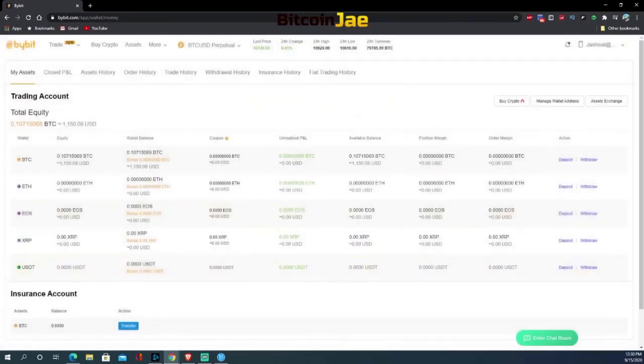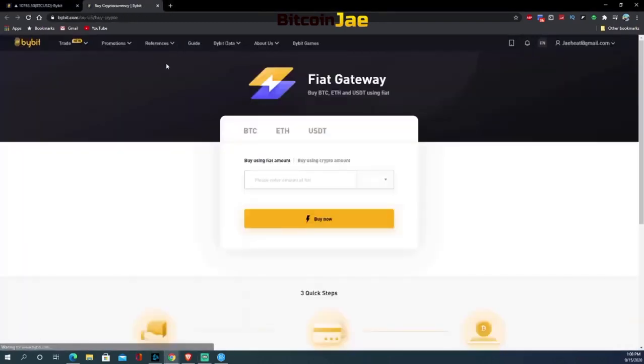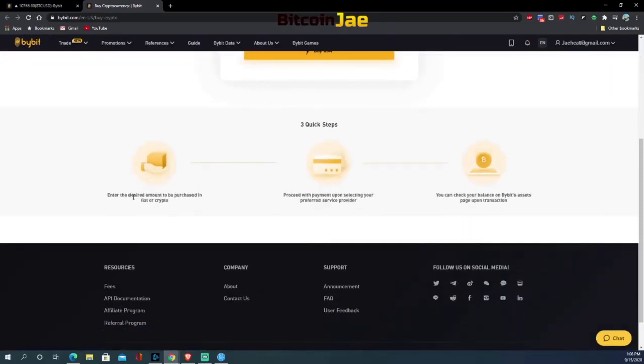Now, the second way to make a deposit is using fiat. On the top, just click where it says fiat deposit. It takes you to a fiat gateway where you can buy Bitcoin, Ethereum, and USDT using fiat. All you have to do is fill in the amount, in whatever currency you want, and hit buy now. You can do it in 3 easy steps as it shows there. So just look at the steps, follow the instructions, boom, you're done.